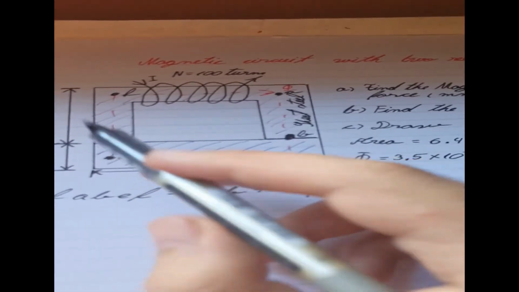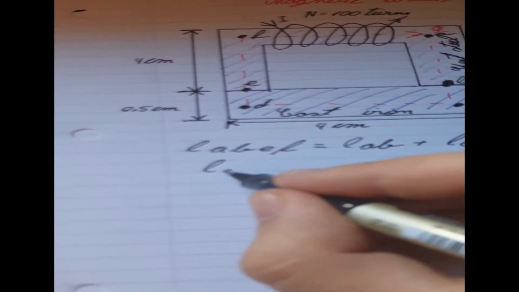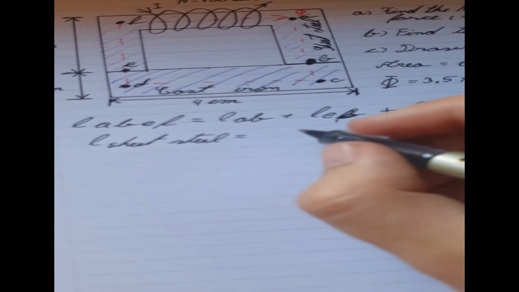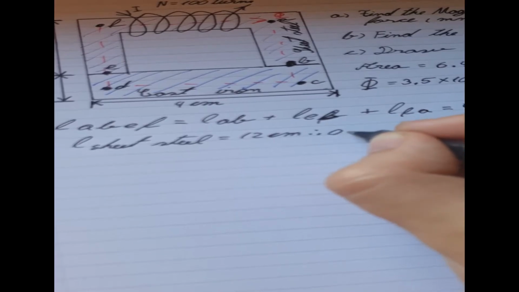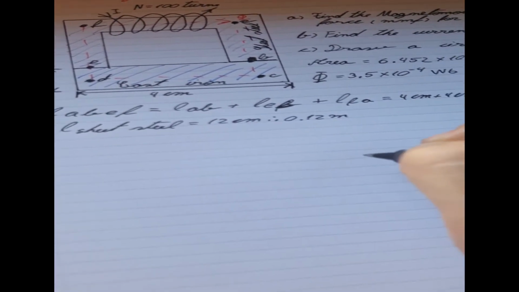And there we go. We found one length. We found the length of the sheet steel. So L of sheet steel will be equal to 12 centimeters, or 0.12 meters. There you go.